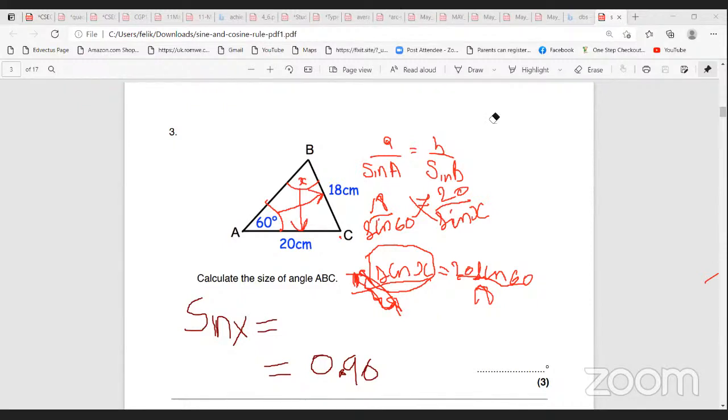All right, now we're going to do the inverse. So we're going to write x equals sine inverse of 0.96. Technically we're dividing by sine, so it's a sine inverse. So when we're finding an angle, it's the inverse that we use.